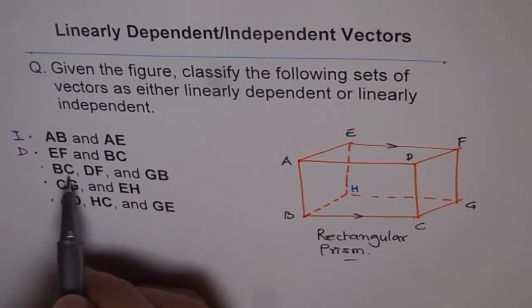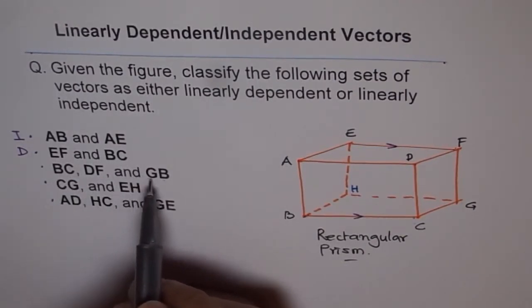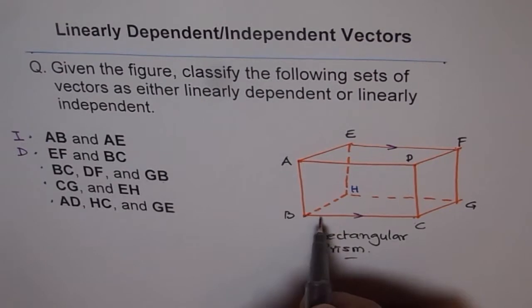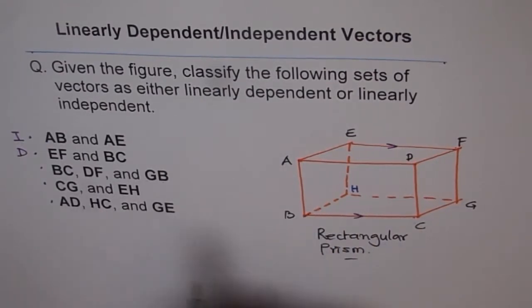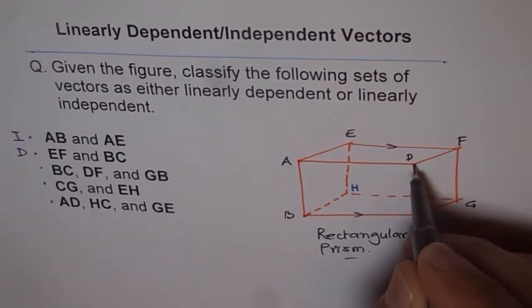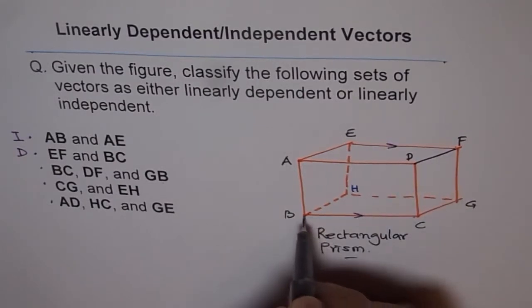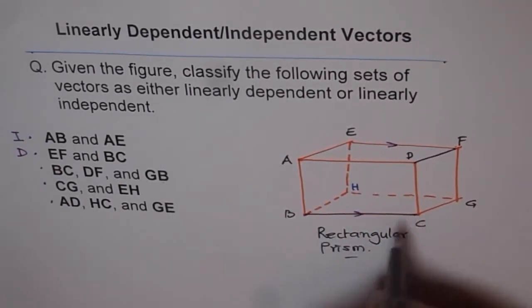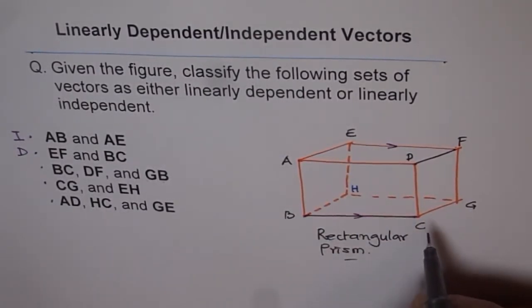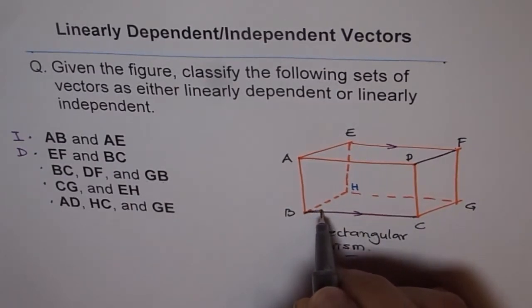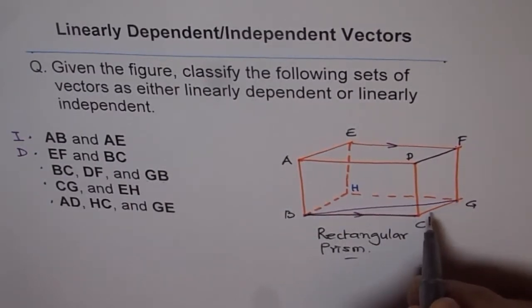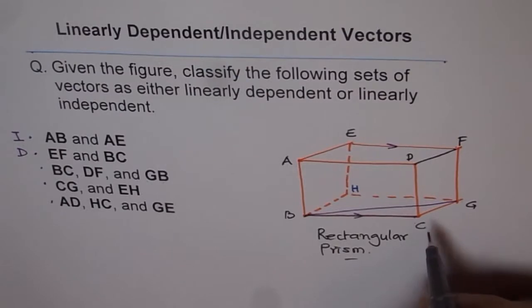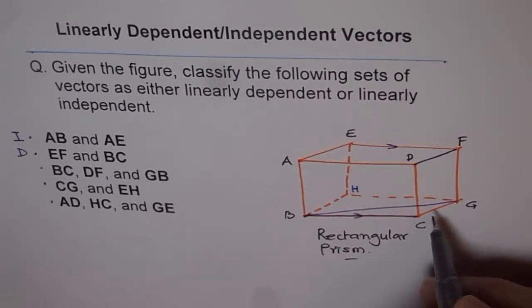Now we have BC, DF and GB. BC is this vector. D to F is this vector. Let me just color them, right? BC, D to F and GB. So G to B is this vector. Now these vectors, are they linearly dependent or independent? This is the decision you have to make.